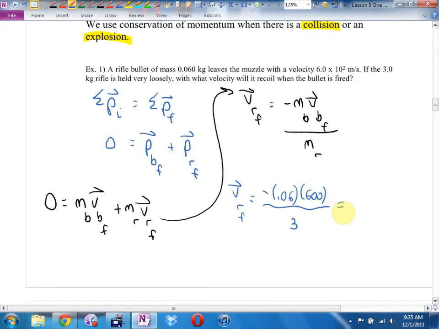Mitch, what'd you get? Oh. You're lucky you're wearing a tie. Sorry, what? Negative 12? Yes? No? What's the negative telling us, Mitchell? Opposite direction of the bullet. So now it does imply a direction. Okay?